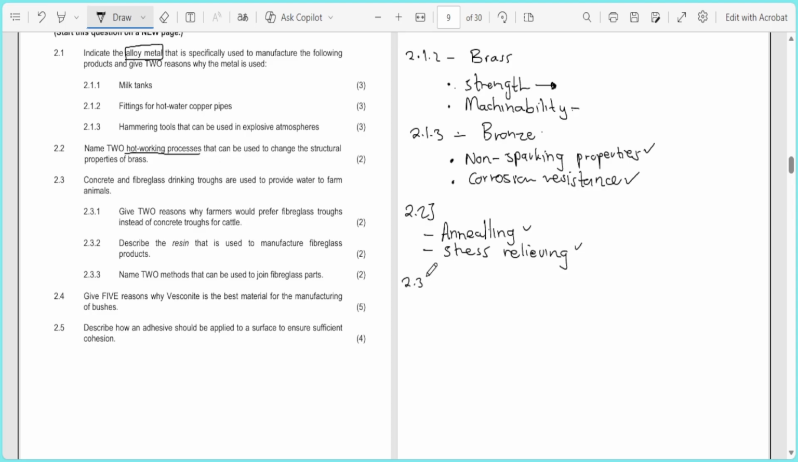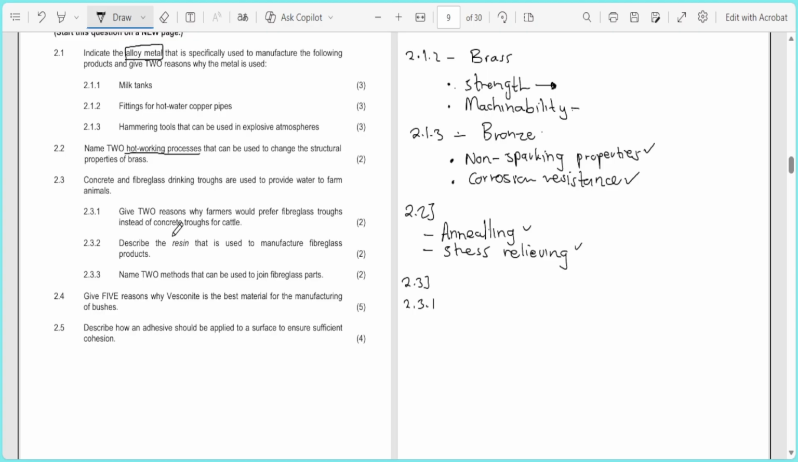2.3, concrete and fiberglass drinking troughs are used to provide water to farm animals. For 2.3.1, they want us to give two reasons why farmers would prefer fiberglass troughs instead of concrete troughs for cattle.